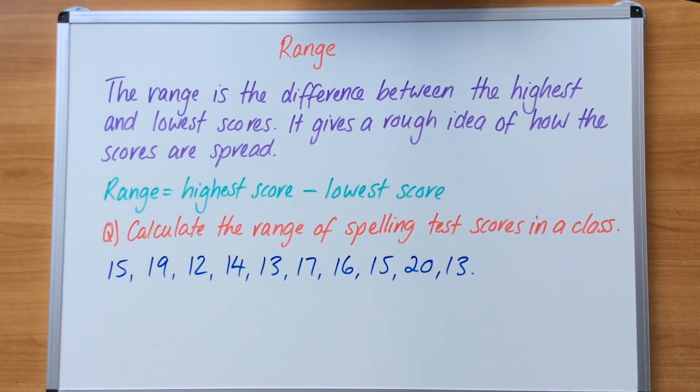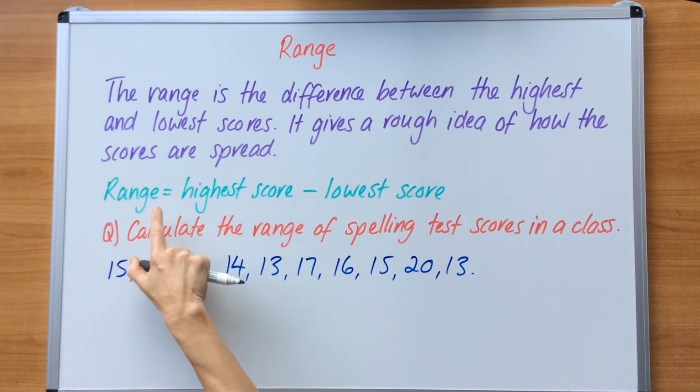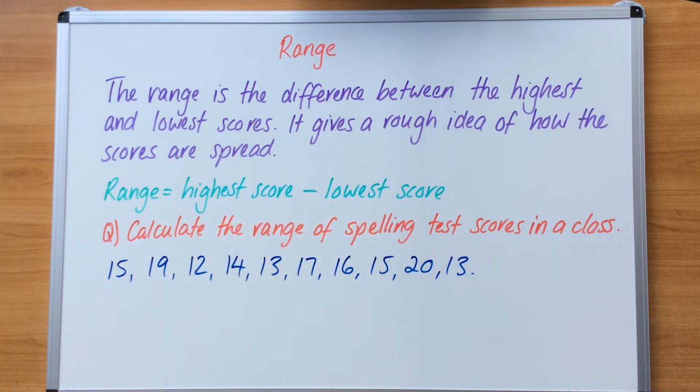And the last focus here is the range. The range is not a measure of central tendency because it doesn't actually measure the centres. The range is the difference between the highest and lowest scores. It gives a rough idea of how the scores are spread. And the rule for range is range equals highest score minus lowest score. We're going to do an example here.